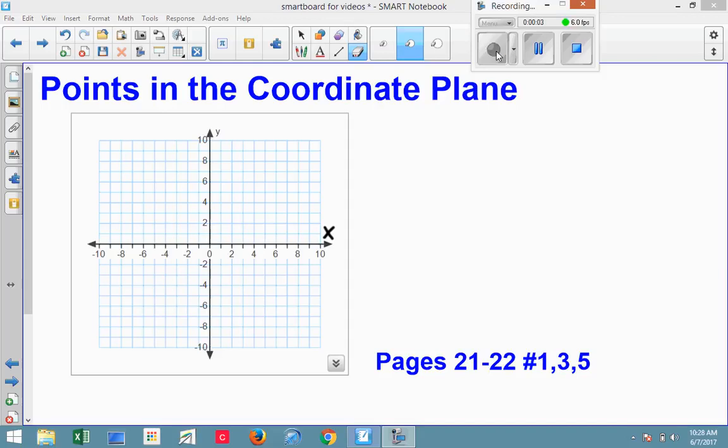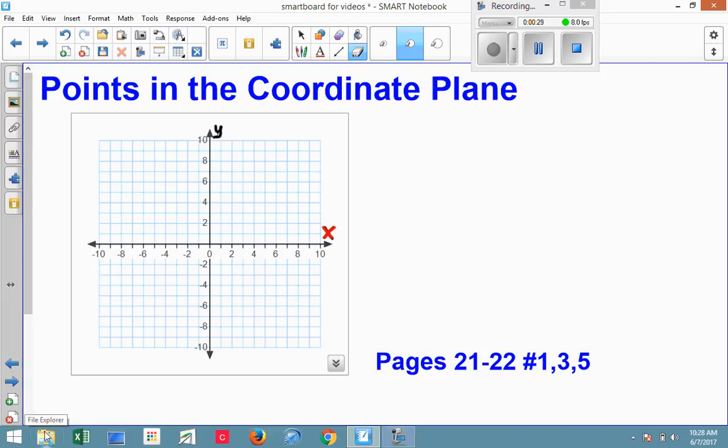Okay, this is going to be a review of how to plot points on a coordinate plane, which you learned in Algebra 1. So first of all, we have the coordinate plane here. And if you recall, the axis that runs horizontally is the x-axis. And the axis that runs vertically is our y-axis.